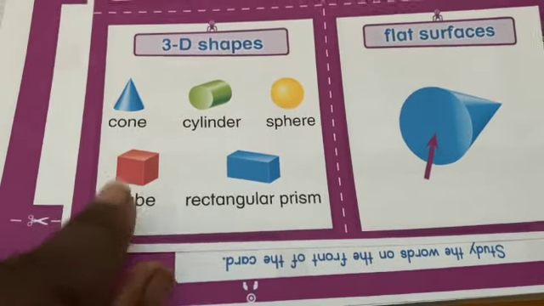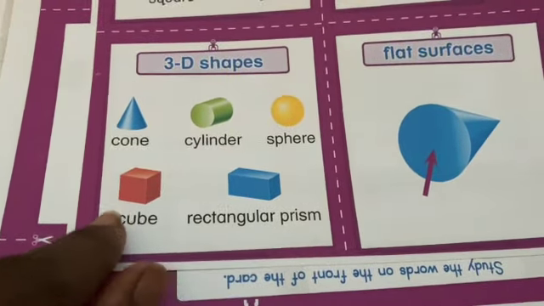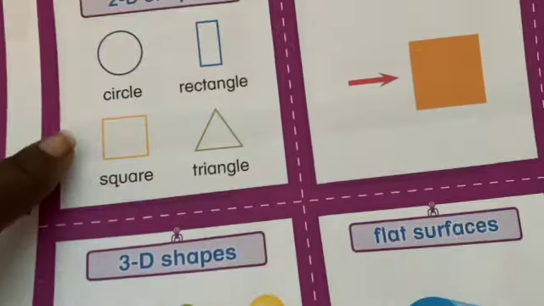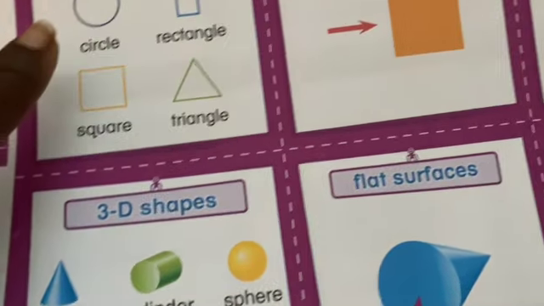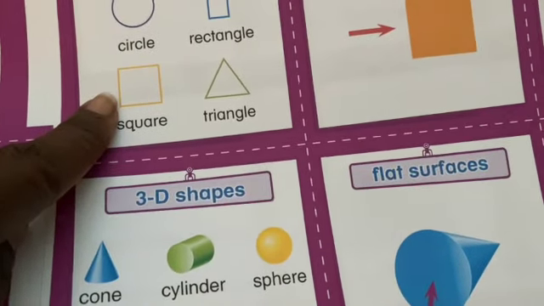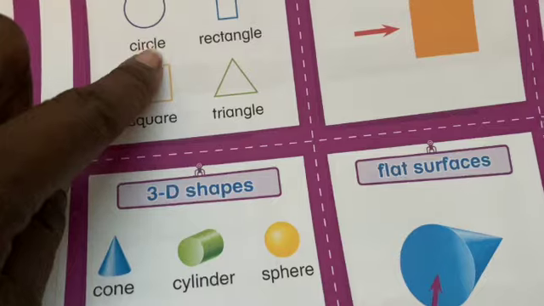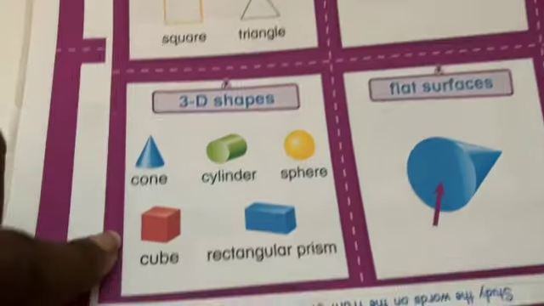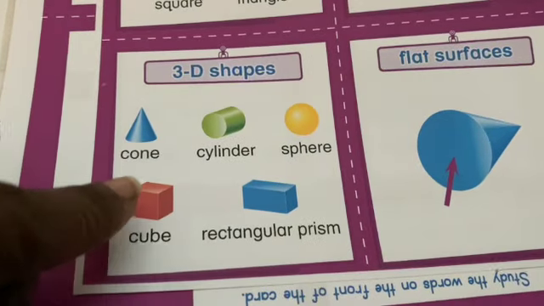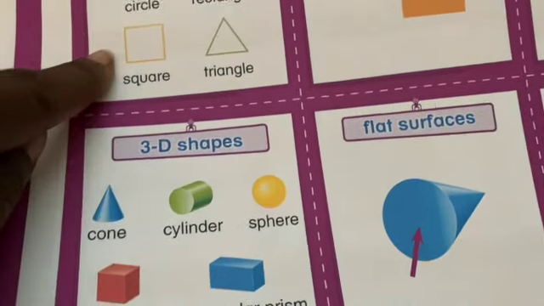Cube is the 3D shape of a square. A square has 4 equal sides. Okay, so each of these lines here in a square are equal to each other. So here is a cube. That is the 3D shape of a square.